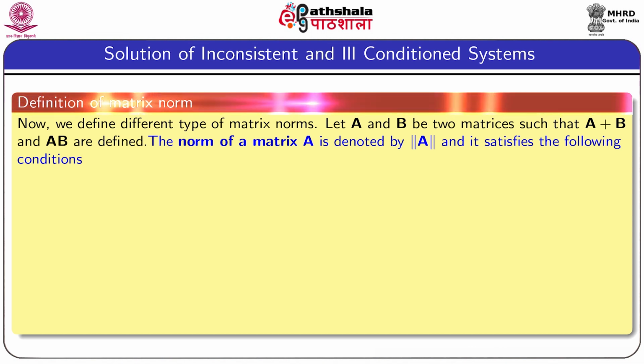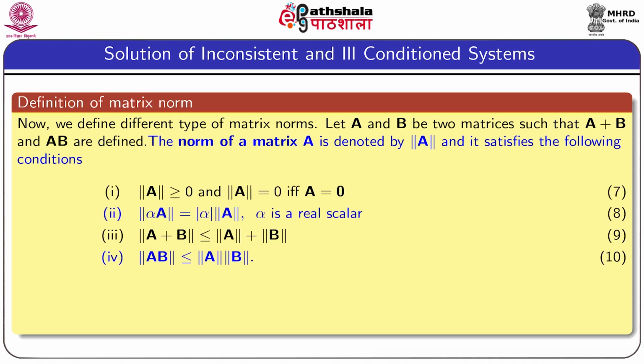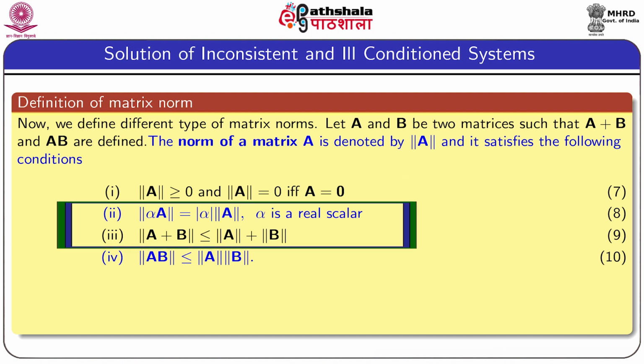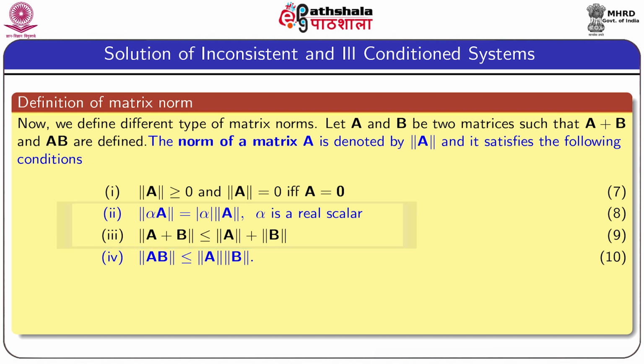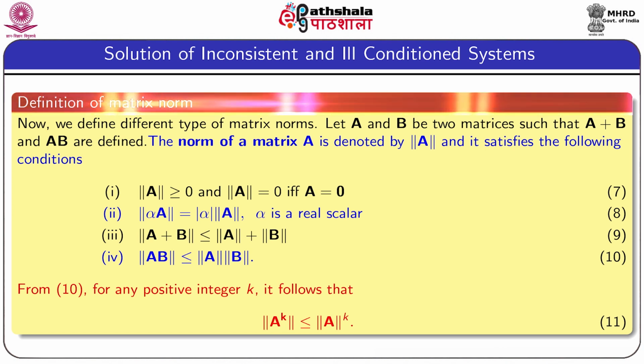Let A and B be two matrices such that A plus B and A into B are defined. The matrix norm is also denoted by double bar A, and it satisfies the following conditions. The first condition is the non-negativity condition, that means the norm of a matrix should be greater than or equal to 0, and if the matrix is a null matrix, then the norm is 0. The second one is the homogeneity condition, where alpha is a scalar number. The third condition is the triangle inequality, that means the norm of A plus B is less than or equal to norm of A plus norm of B. The fourth condition is norm of A into B less than or equal to norm of A into norm of B. And it is obvious that for any positive integer k, from equation 10 we can write norm of A to the power k less than or equal to norm of A to the power k.